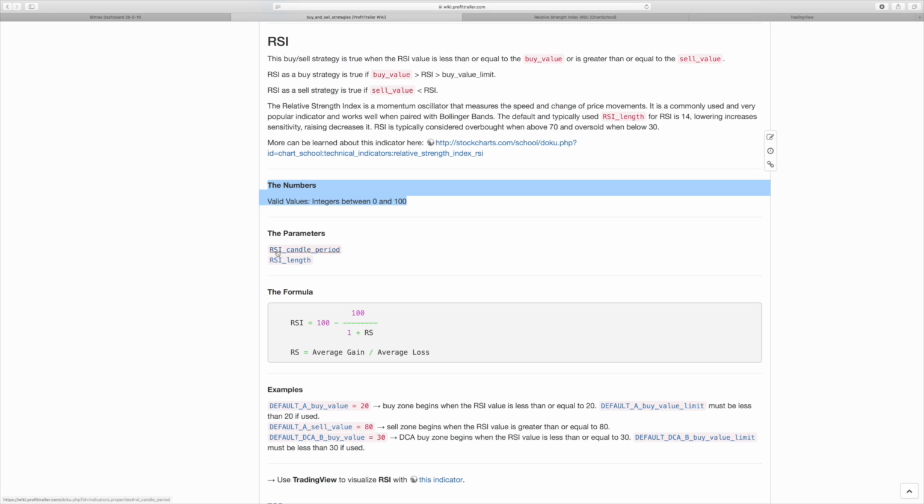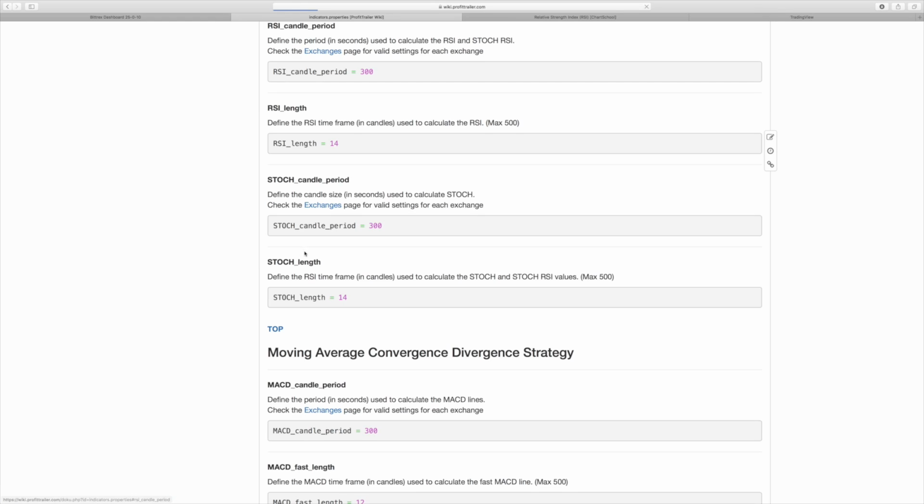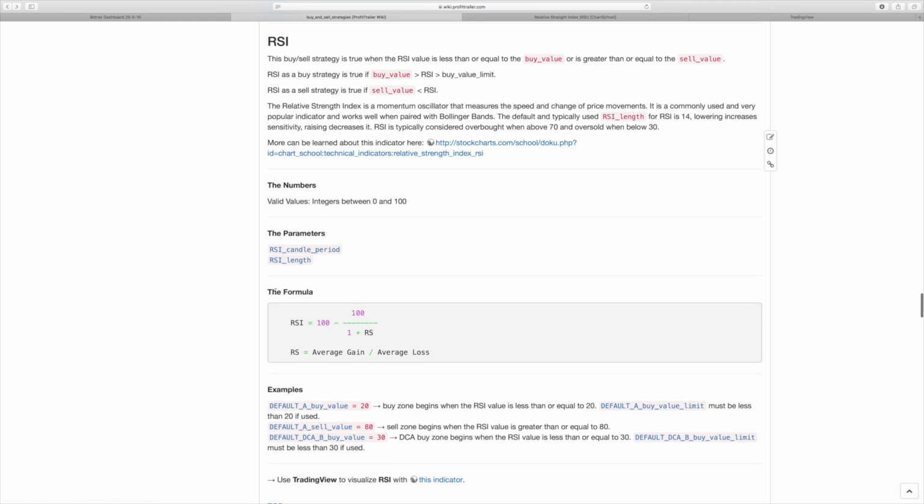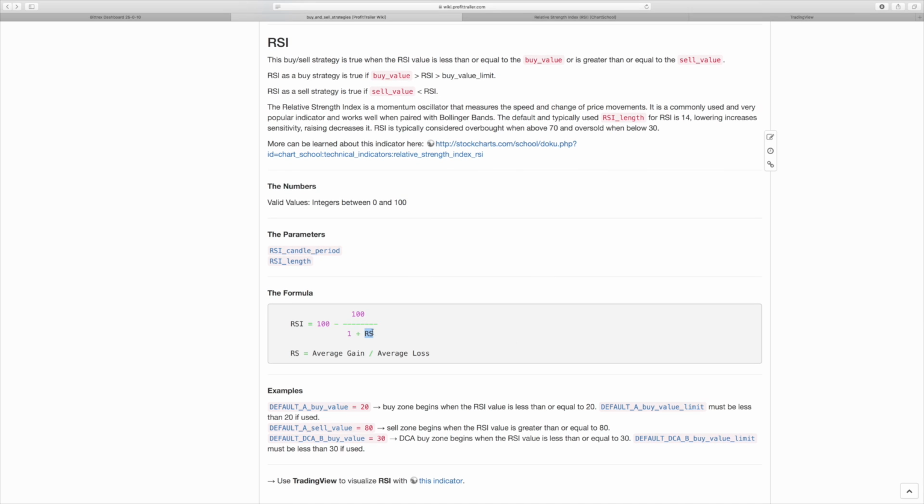The parameters we look at, from your indicators configuration, are the RSI candle period and RSI length. Those are the two indicators configuration values or parameters that we use to define your RSI. Here's the formula. This is a little bit complicated because you first have to calculate the relative strength in order to calculate the relative strength index. They are two different things. Your relative strength is defined as the average gain of the gaining candles over your RSI length, or the number of candles you're using, divided by the average loss of the losing candles over the same period.